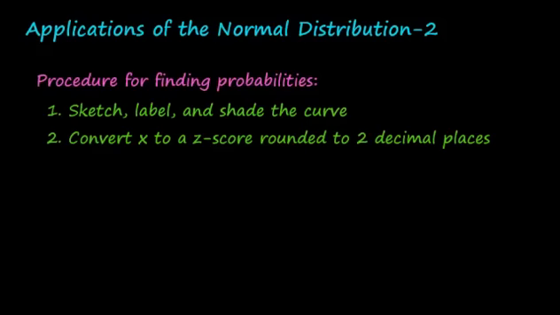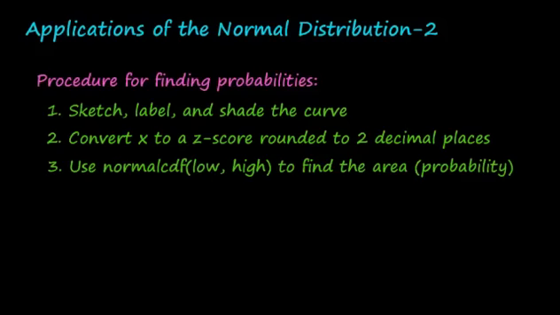Then you'll convert your x, your value of interest, to a z-score rounded to 2 decimal places. This is where you'll use the z formula. Then you'll take your TI 83 or 84 calculator and use the normal cumulative density function to calculate the probability, putting in the low value, comma, and the high value off of your diagram that you've sketched. And the calculator will then give you this area or probability, and you'll round that to 4 decimal places.